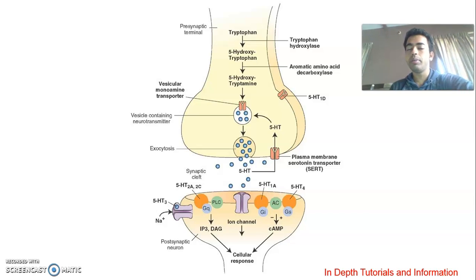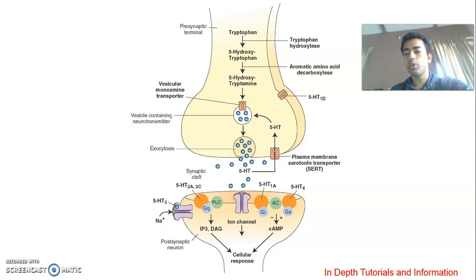In monoamine oxidase there are two isoforms, monoamine oxidase A and monoamine oxidase B. In this case it is monoamine oxidase A. So this is all about the synthesis, regulation, storage and release of the 5HT neurotransmitter.